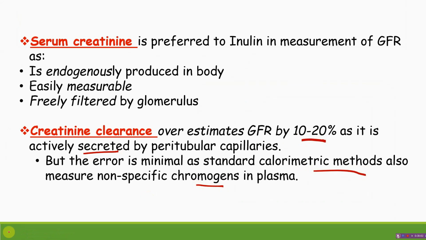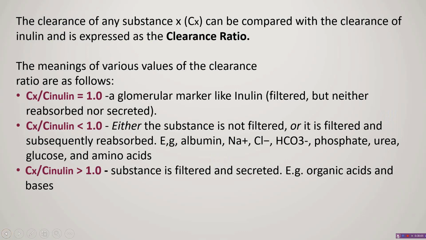Now there is something called the clearance ratio. Clearance ratio is the clearance of a substance compared with the standard, the clearance of inulin. Clearance ratio is Cs by C inulin. If it is 1, it is like inulin, a glomerular marker. If it is less than 1, either the substance is not filtered or it is filtered and subsequently reabsorbed, like albumin, ions, phosphate, urea. And if it is greater than 1, it is filtered and secreted, like organic acids and bases.